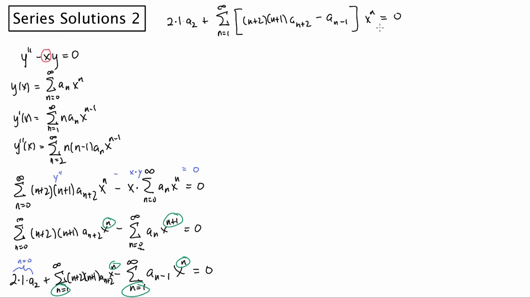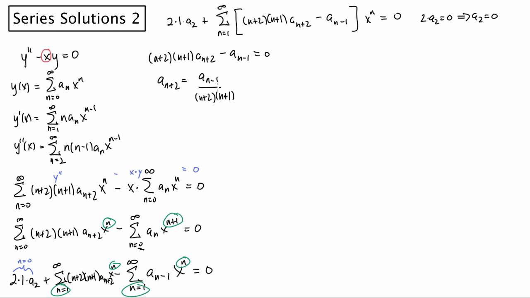So this is going to imply two things. The first thing it implies is I need 2 times a2 to be 0, or I need a2 to be 0. The second thing it implies is I need my recurrence relation, (n+2)(n+1)a_{n+2} minus a_{n-1}, to be equal to 0. Solving for the highest coefficient order, n plus 2 in this case, this is my recurrence relation.